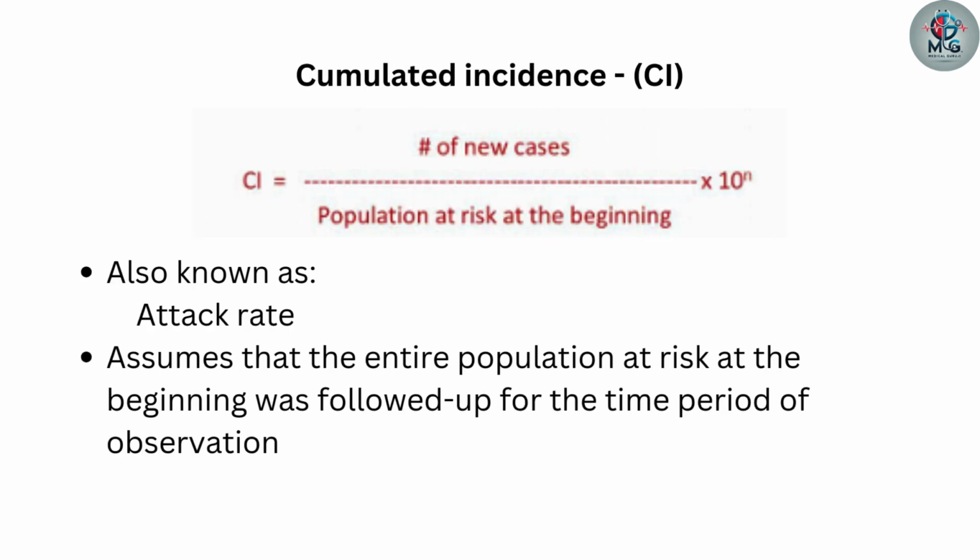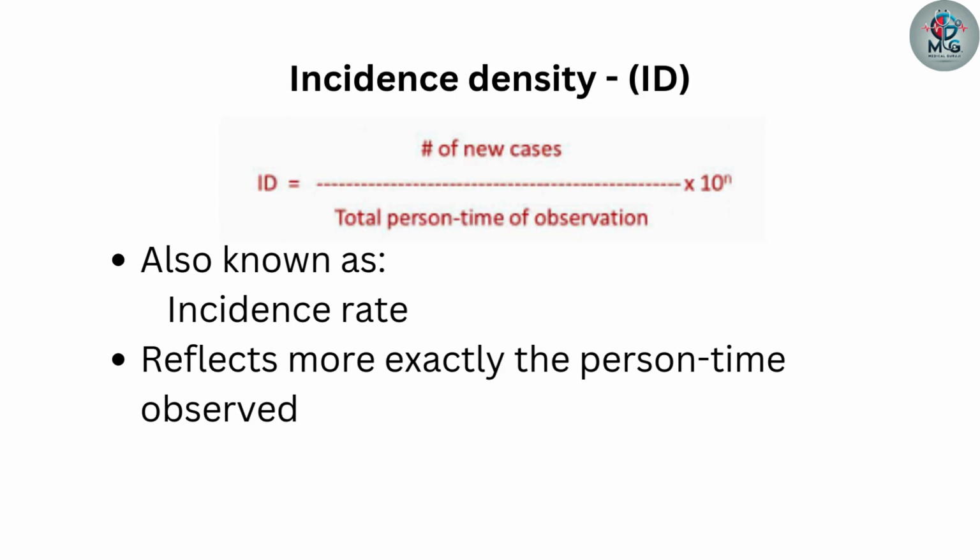Cumulated incidence, also known as attack rate, assumes that the entire population at risk at the beginning was followed up for the time period of observation. Incidence density, also known as incidence rate, reflects more exactly the person-time observed.